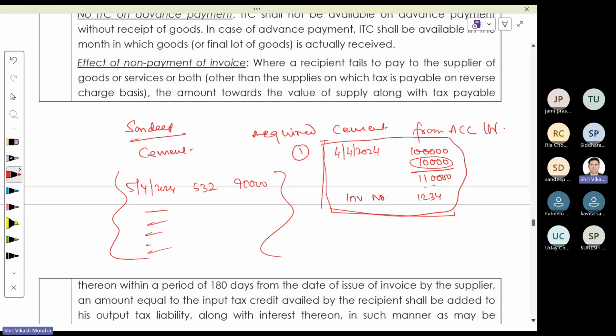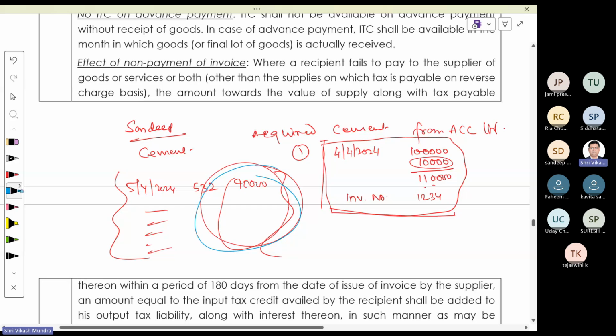Now the question is that Mr. Sandeep is a registered person. All documentary evidence suggests that he acquired cement from ACC Limited. Out of all those documents, one document is correct. All remaining documents are forged. Do you think government will allow ITC on these documents?